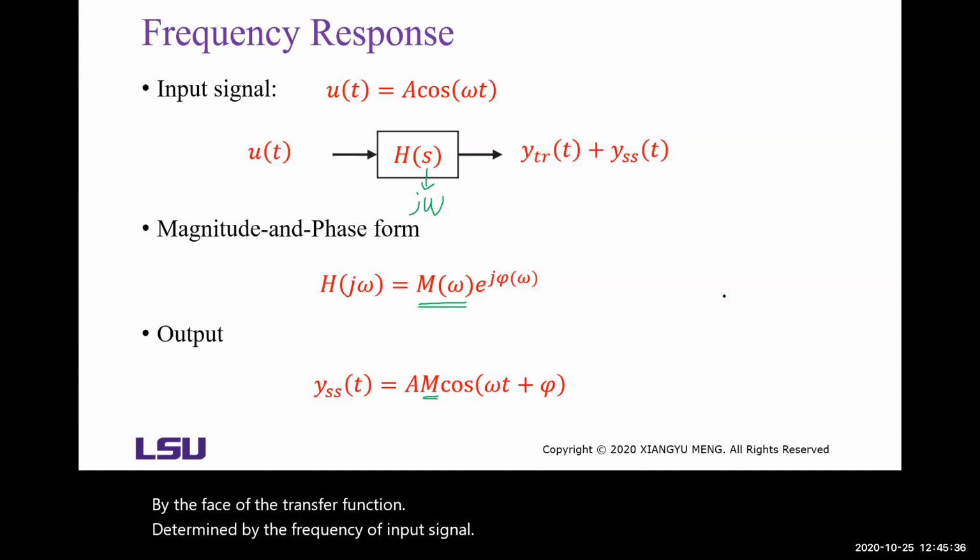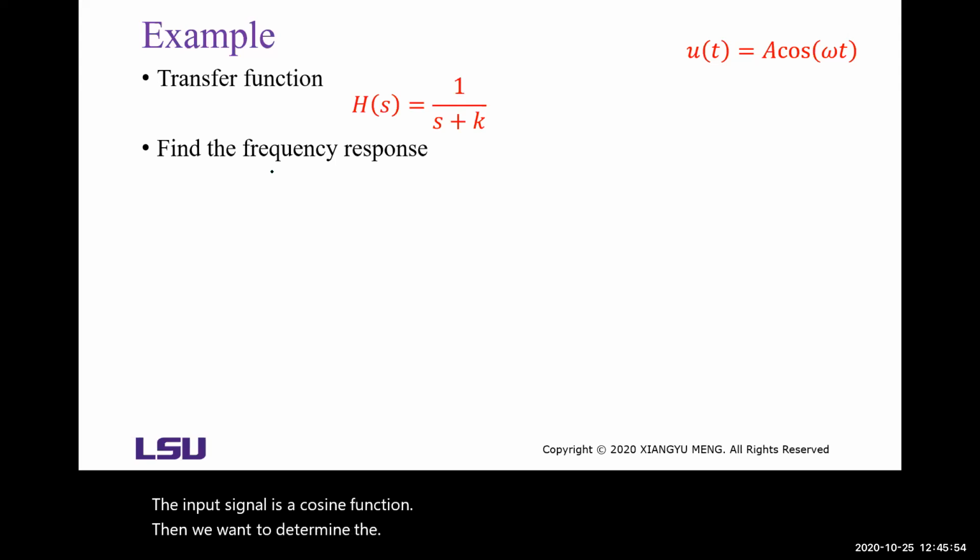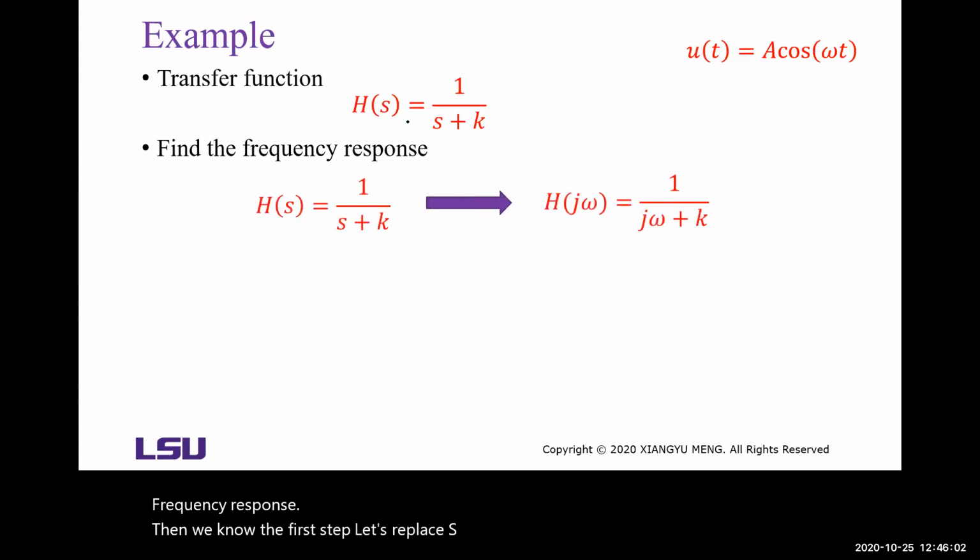Now let's look at an example. We have a transfer function 1 over s plus k. The input signal is a cosine function. Then we want to determine the frequency response. The first step is to replace s by jω. Then H(jω) will be 1 over jω plus k.